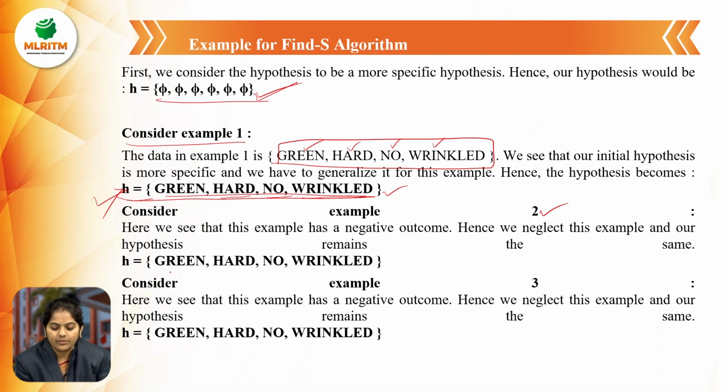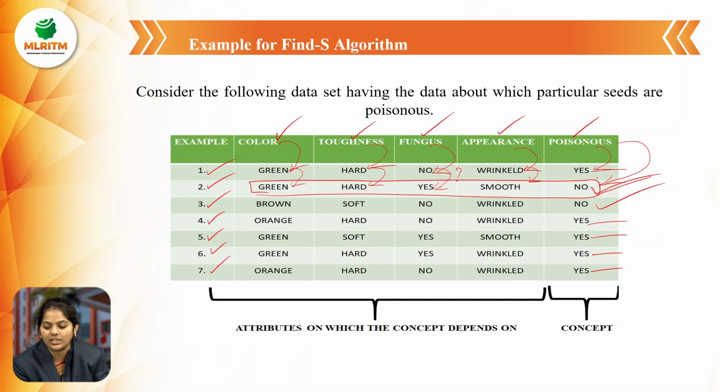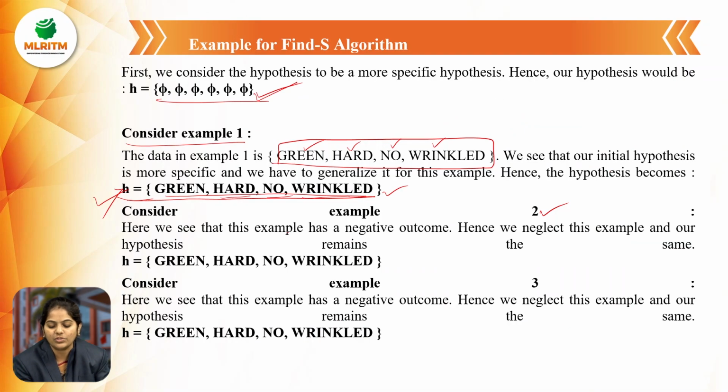So we'll consider the example. So here in the example we have poisonousness as no. So we'll never change these values, and this never affects the hypothesis. Why? Because here we got a concept called no here. Okay. So we'll consider only positive examples. So in the second hypothesis there will be no change. So here we'll keep the same hypothesis. So green is green, hard is hard, no is no, and wrinkled is wrinkled. We'll keep the same hypothesis when it is compared with the second example. Why? Because it has a concept called negative.